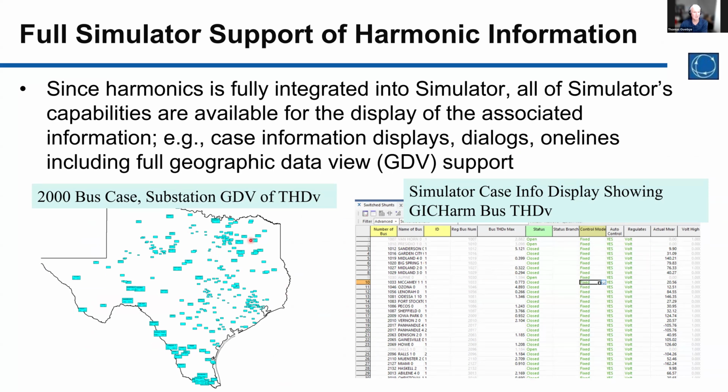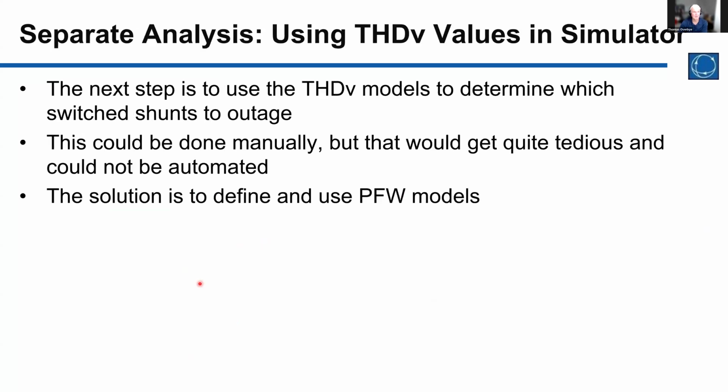For example, here's a geographic data view display when I did the Texas 2000 bus case and I looked at the total harmonic distortion on that, and I can visualize it just like I visualize any other field in Simulator. Okay.